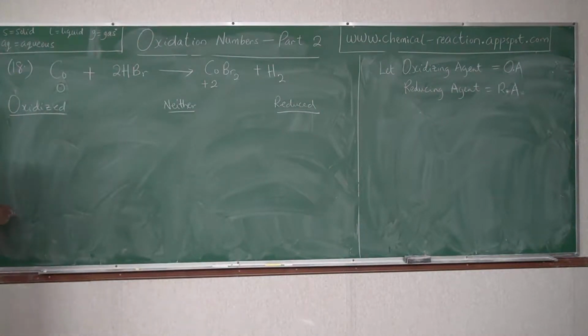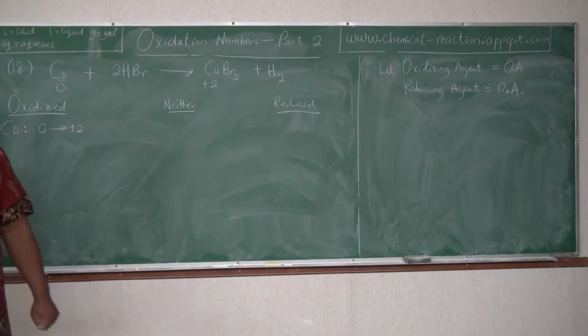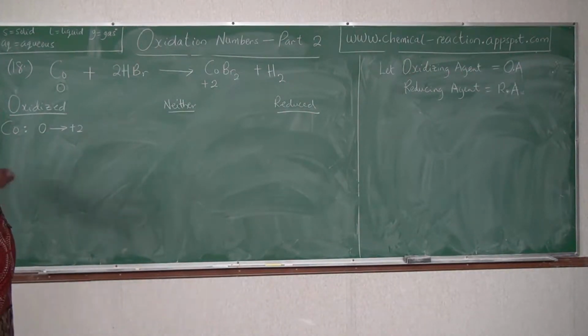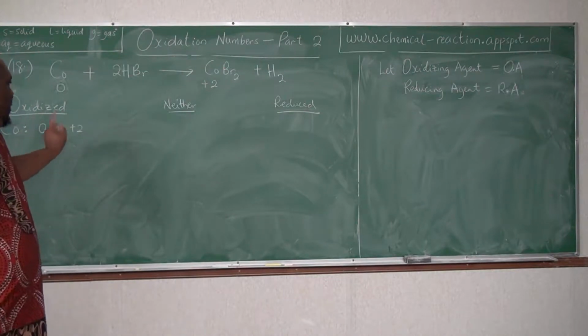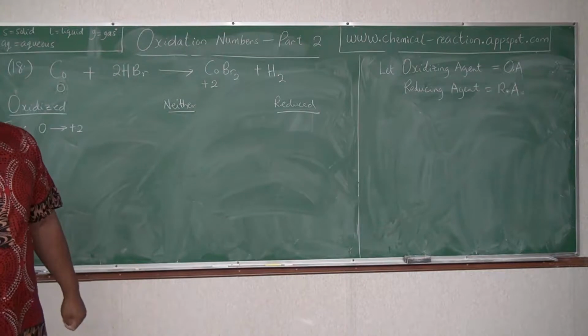Okay, so if you see here, cobalt is the substance that was oxidized. Why? Because of the increase in the oxidation number from 0 to +2. It was increased. Does that make sense? As you can see, it was oxidized because it increased in oxidation number.